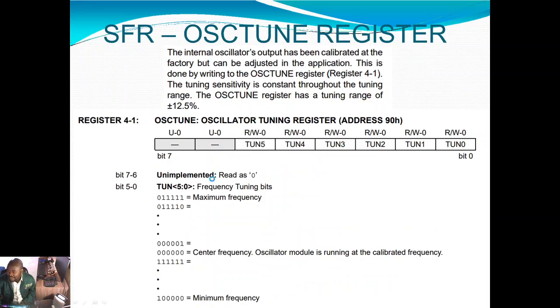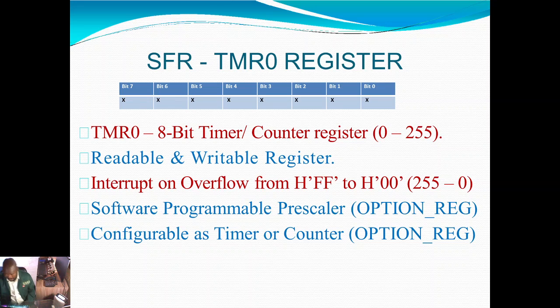And now for timer 0, we have a register named TMR0 in bank 0. This register holds an 8-bit value of the timer 0, and that value can be anything between 0 and 255. Timer 0 is an 8-bit timer where the timer 0 register in bank 0 holds the count value of the timer 0.